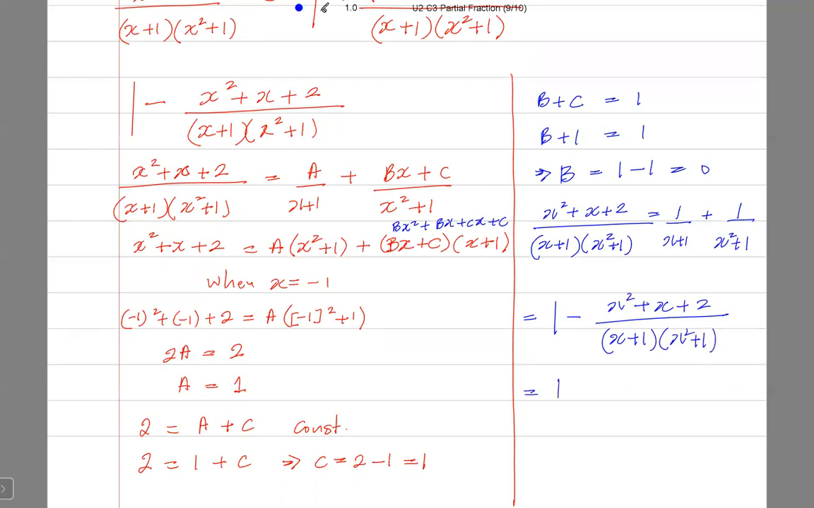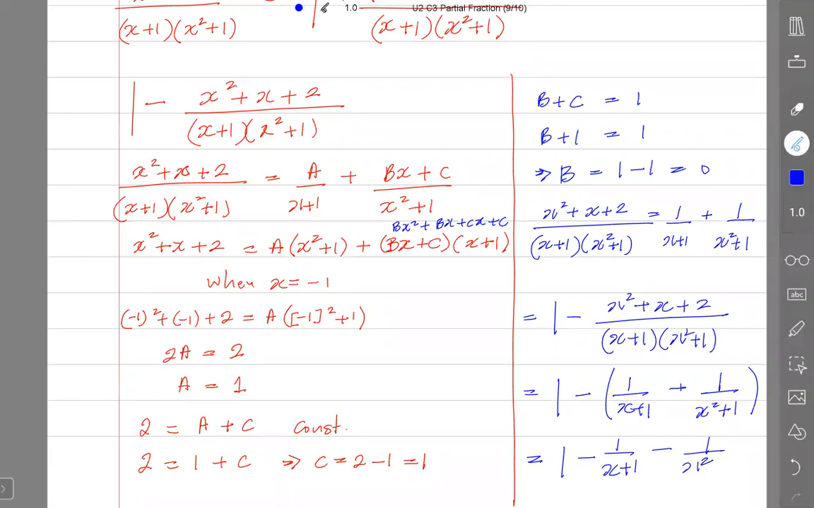So the entire thing would be 1 minus, and we're going to have 1 over x plus 1 plus 1 over x squared plus 1. And therefore, we're going to have 1 minus 1 over x plus 1 minus 1 over x squared plus 1. All right, ladies, that would be the end of the question.